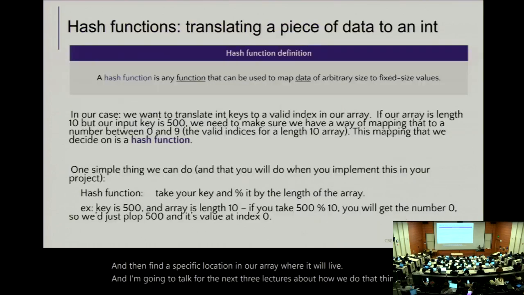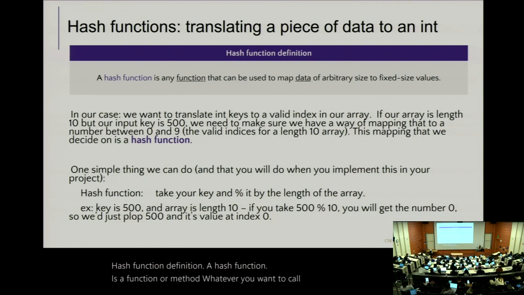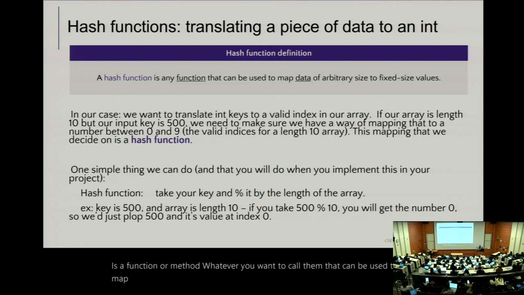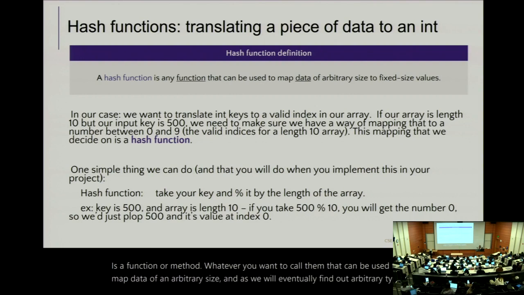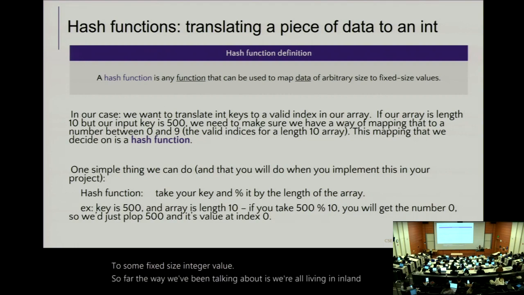Okay. So, hash function definition. A hash function is a function or method, whatever you want to call them, that can be used to map data of an arbitrary size, and as we will eventually find out, arbitrary type, to some fixed size integer value. So far, the way we've been talking about it is we're all living in int land. How do we go from your student number?